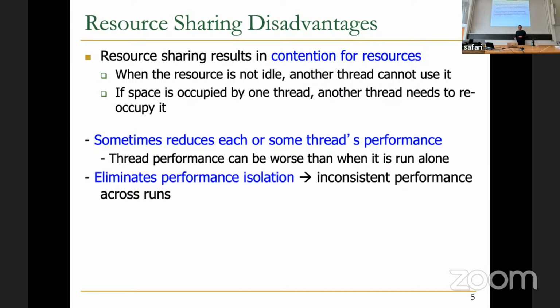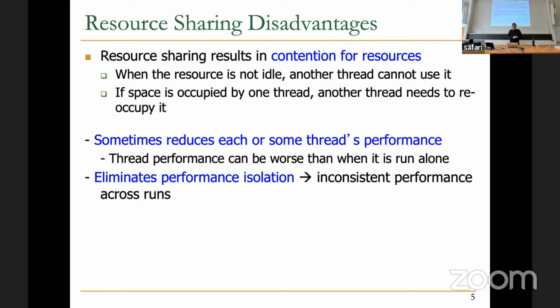Another issue that's related is performance isolation. Basically, once you're sharing resources, your performance isolation goes away if you don't do some things carefully, of course, as we will see later on. Meaning you get some performance when you're running with some threads, and then you get some other performance when you're running with some other threads. So your performance really varies depending on what other threads you're running together with, because the interference patterns depend on what the other threads are doing.